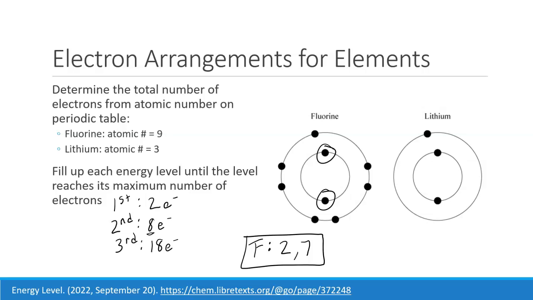Okay, for lithium, we have 3 electrons. The first 2 fit in the first energy level. So lithium starts out with 2, and it has a total of 3. So we have 1 electron left, and we fit that in the second energy level. Now all the numbers that you write out for the electron arrangement should add up to the total number of electrons from your atomic number. So 2 plus 7 should equal 9, and 2 plus 1 should equal 3.